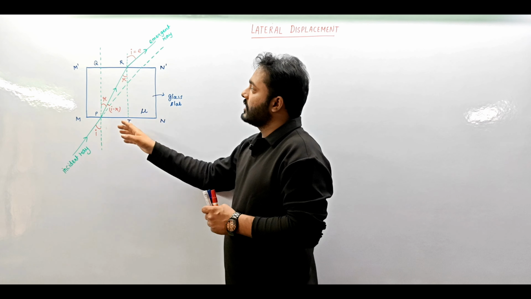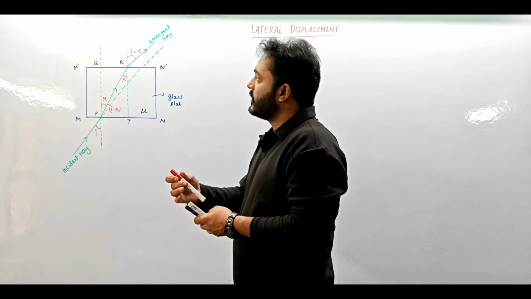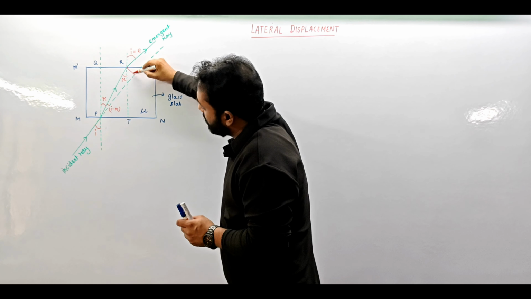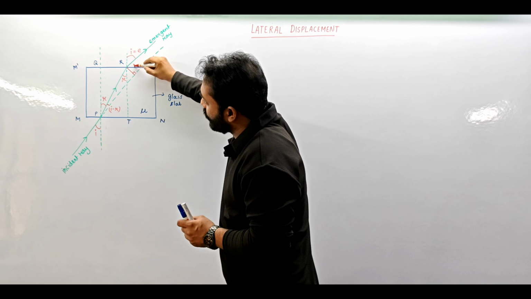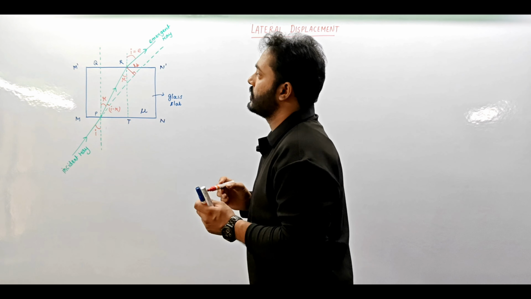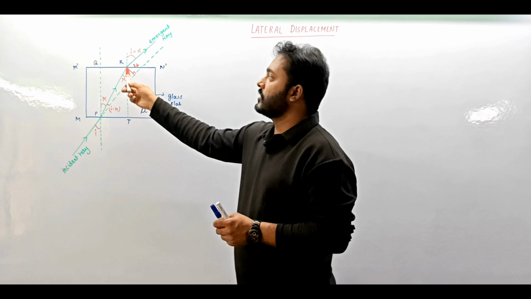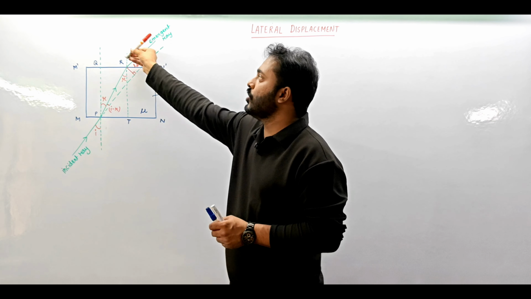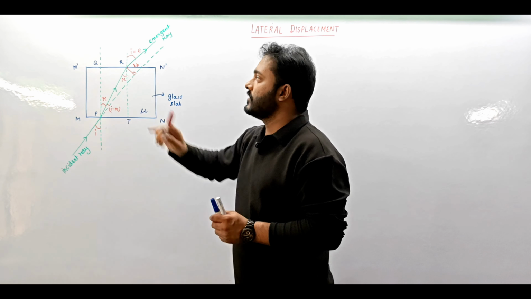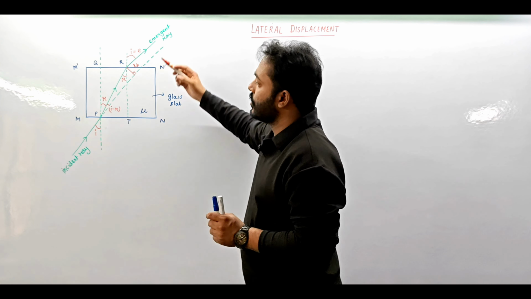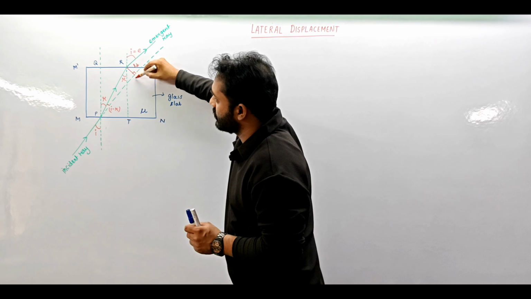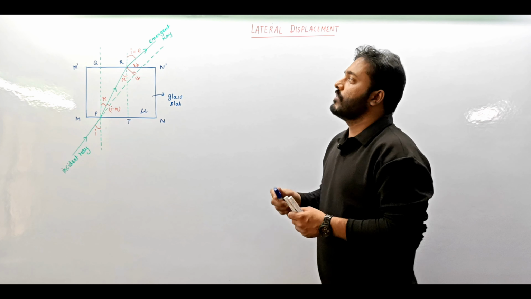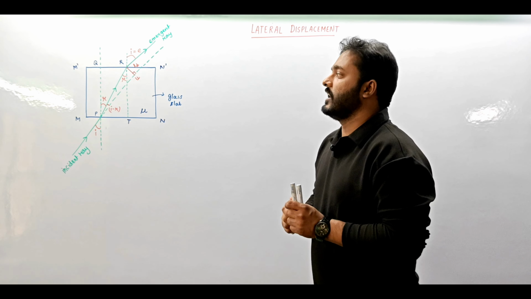Now we want to calculate the lateral displacement, which is the perpendicular distance between the incident ray produced forward and the obtained emergent ray. तो ये जो perpendicular distance है between the incident ray produced forward and the obtained emergent ray is regarded as lateral displacement और इसको अपने कोई point को नाम दे देते हैं say u. Now let us solve to get the value of this lateral displacement which is LD.